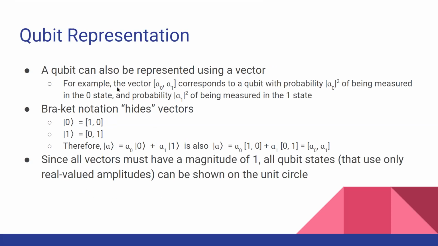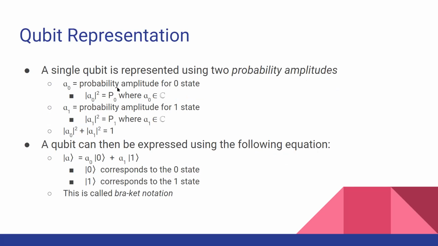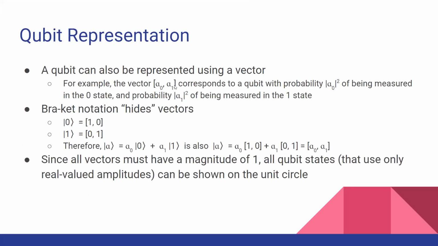So let's continue. We can also represent a qubit using a vector. Instead of those two probability amplitudes, alpha 0 and alpha 1, we can write them as a two-dimensional vector where the first entry is alpha 0 and the second one is alpha 1.